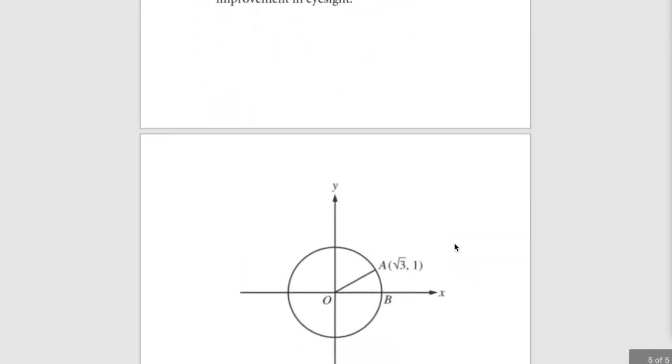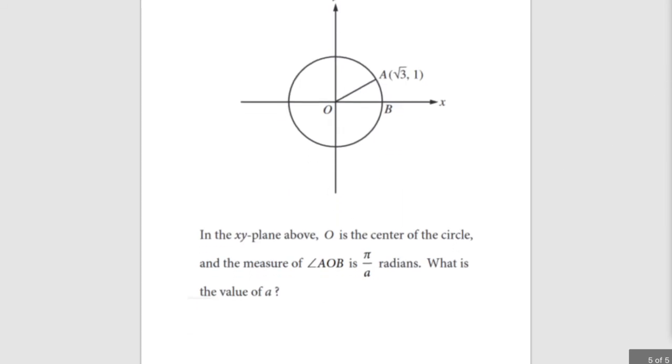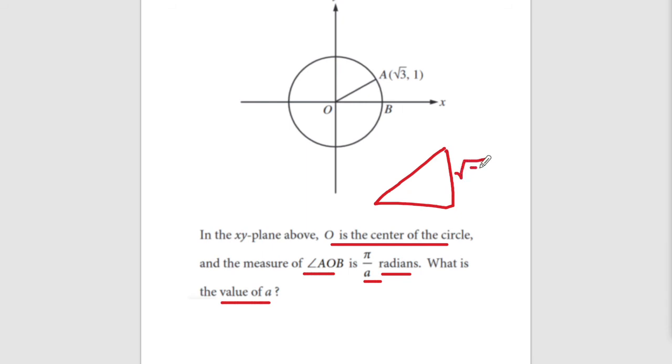Okay. Let's go to the last question here. So here we have a center O, and the measure of angle AOB is pi over A radians. What is the value of A? Remember, this is a circle, right? So we have A at root 3 comma 1, and we're trying to find what it is. We can draw this as a triangle, and if you draw it, the root 3 goes here, and the 1 goes here. And now let's find the hypotenuse.